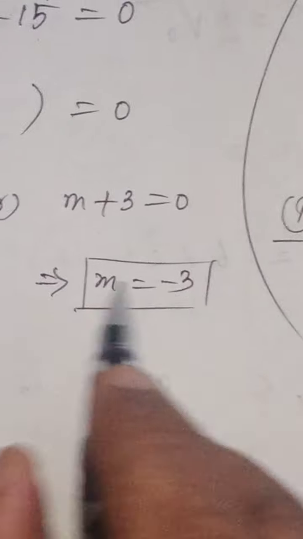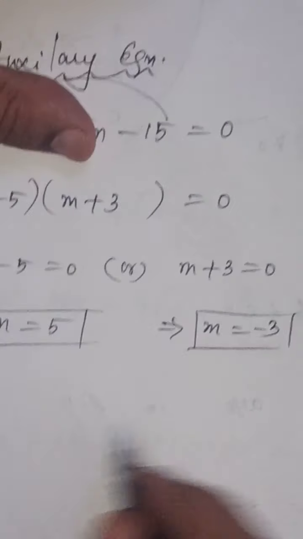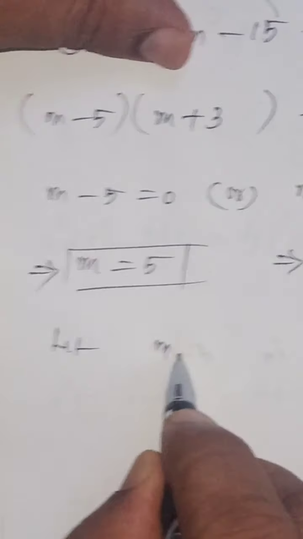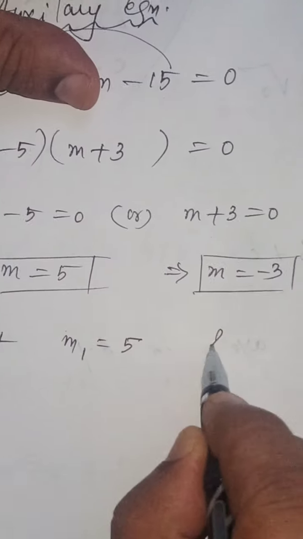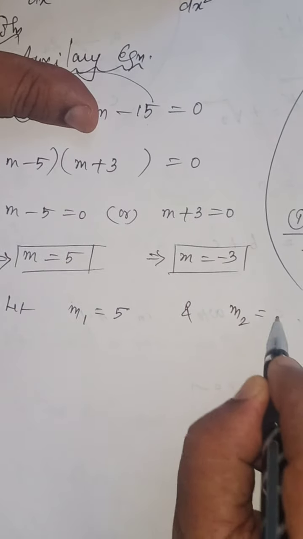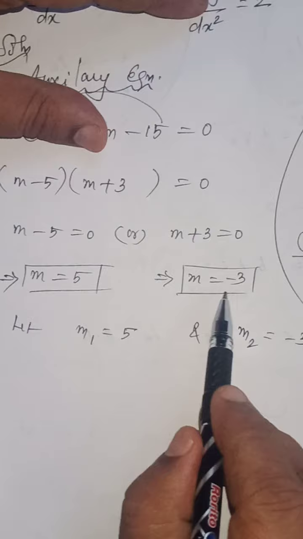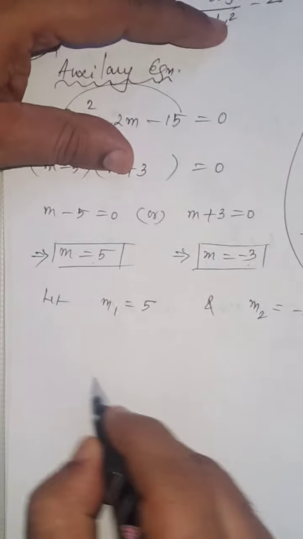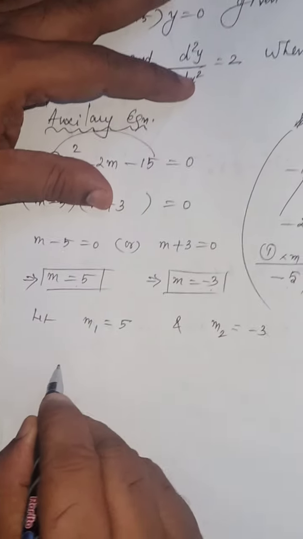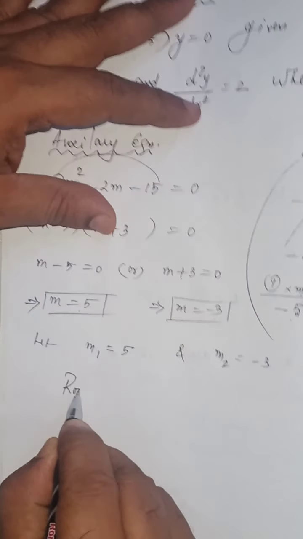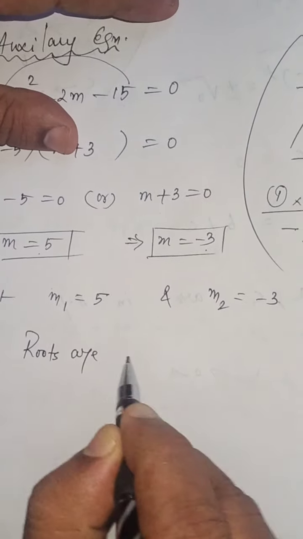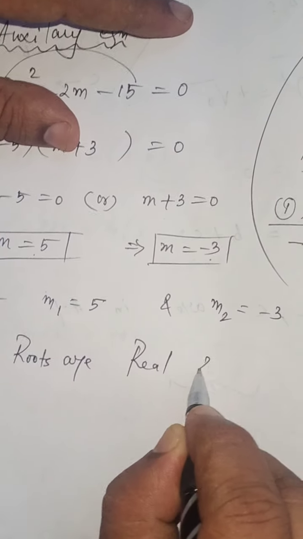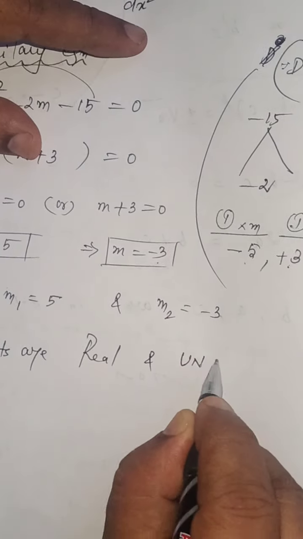We have two different values of m. So consider them as m1 and m2. m1 equals 5 and m2 equals minus 3. Even you can consider m1 equals minus 3, m2 equals 5. Now, since they are different, you have to write the nature of roots. Roots are real and unequal.